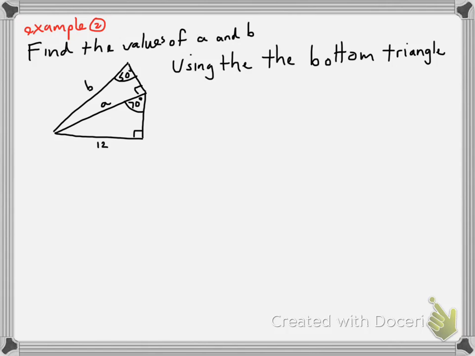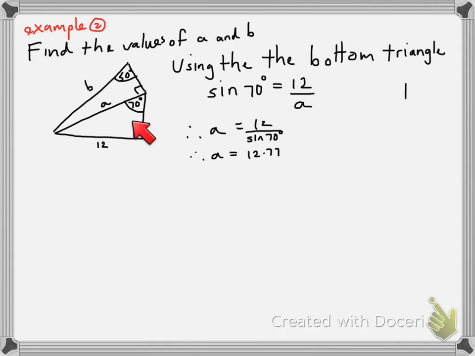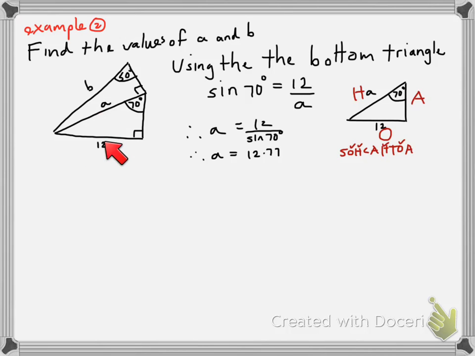So using the bottom triangle, I'm going to use sine. Now the reason I'm going to use sine is because if that angle was an eyeball, it's looking at the opposite side, and I want to find the hypotenuse. So opposite and hypotenuse are relevant. You can see here where I've drawn SOHCAHTOA, I've put a tick next to the opposite side and a tick next to hypotenuse.